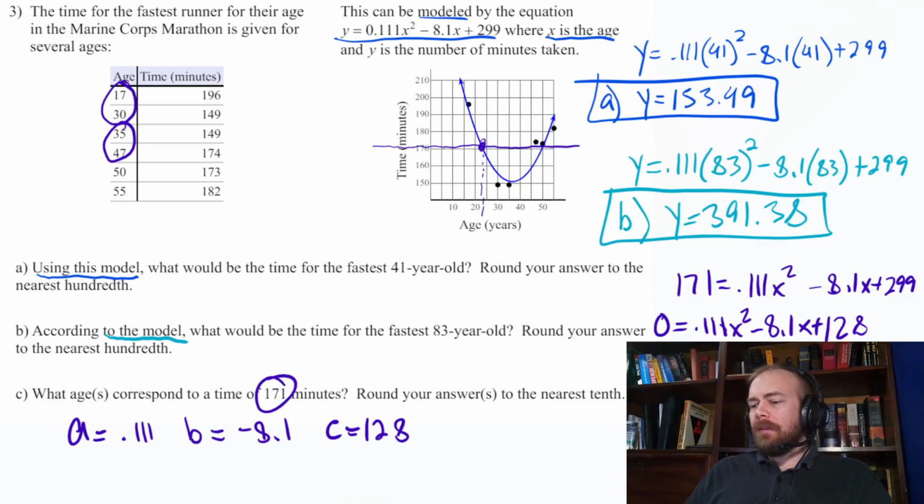Negative b plus the square root of b squared, 8.1 squared. I can leave out the negative because when you square it, it's positive anyway. B squared minus 4 times a, 0.111, times c, 128, all over 2a. 2 times 0.111. 49.83. Does that look right? Yeah, that looks right, because on the graph it looks like you're basically at 50, and that's what I'm getting.